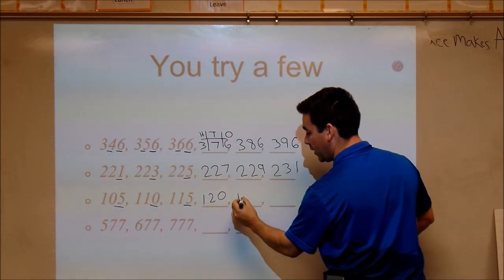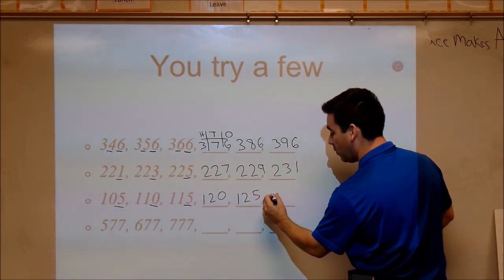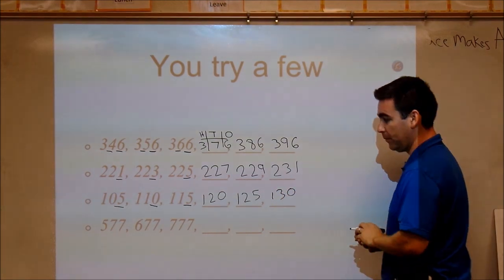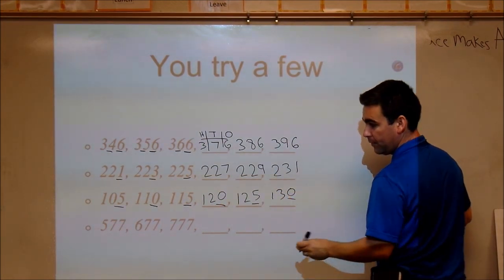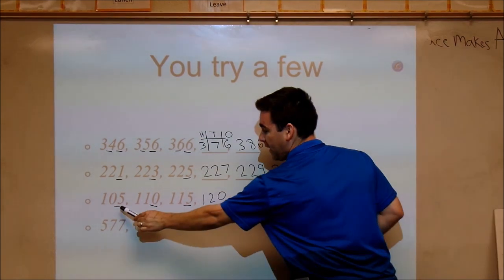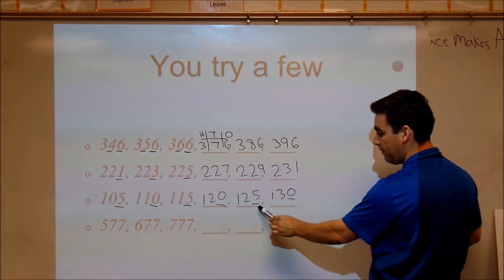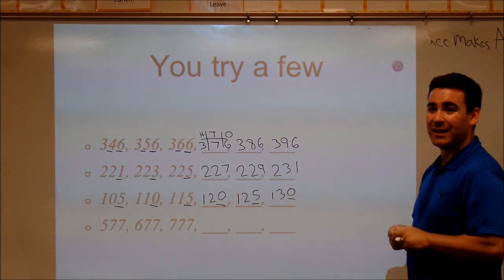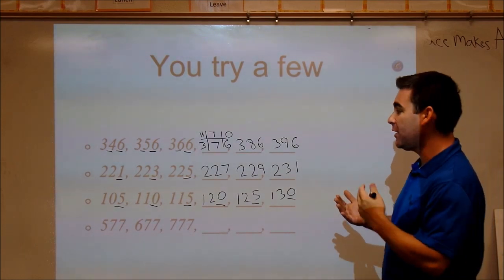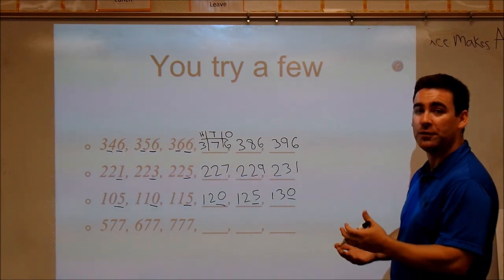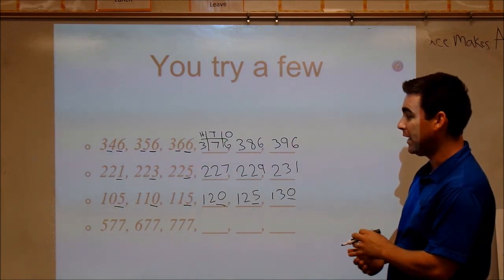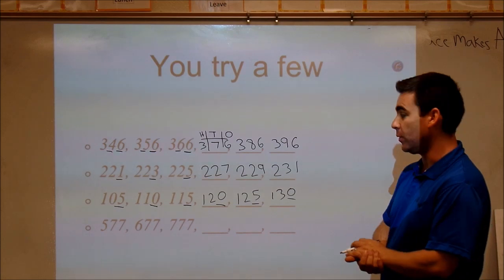120, 125, 130. Checking it, 0, 5, 0. So it follows an AB pattern, 5, 0, 5, 0, 5, 0. I like to use these strategies as kind of checkers, as a way to check your answer to see if you have done it correctly and correctly counted by either 2s, 5s, or 10s.